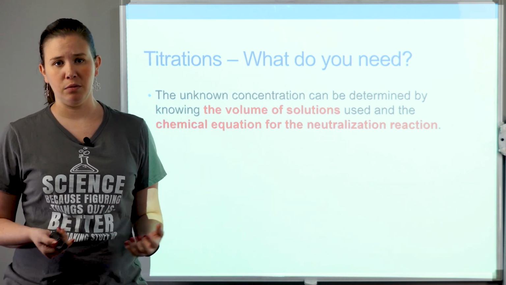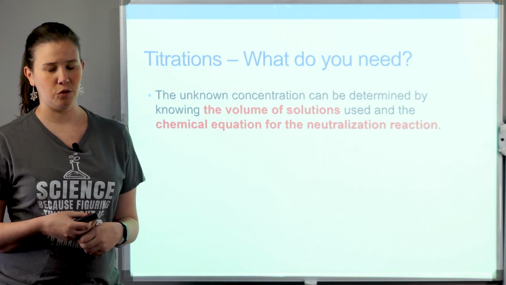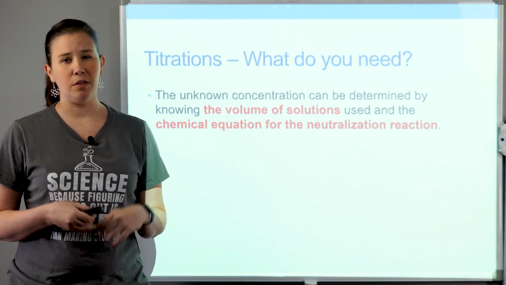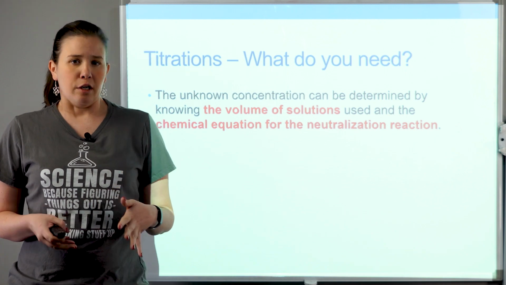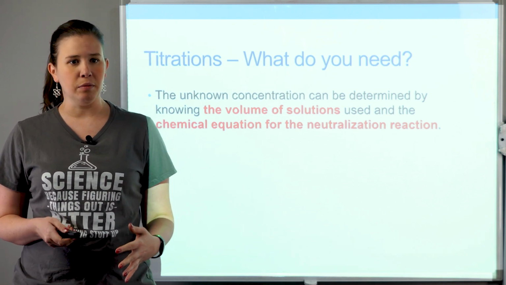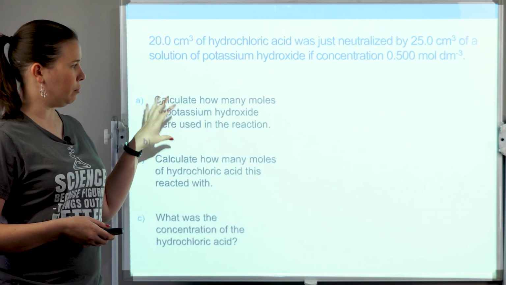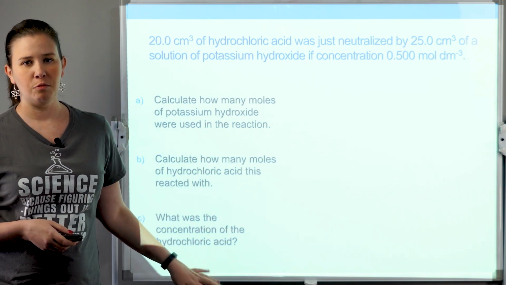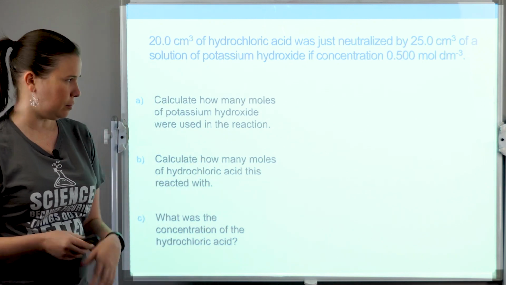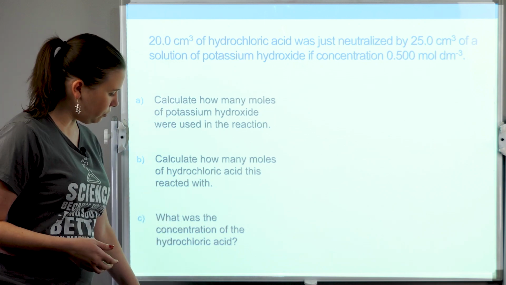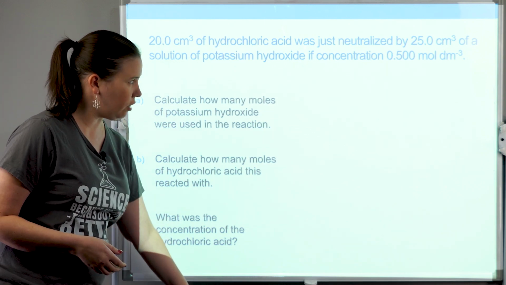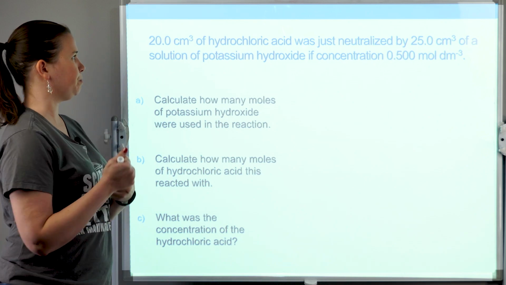If they happen to be a 1-to-1 ratio, then you could luck out with M1V1 equals M2V2, but typically you can't do that. We did talk about a shortcut using normality, but the IB questions tend to be broken up into 3 separate sections, making that shortcut more or less obsolete. So let's look at an example question of what a titration calculation is going to look like for IB.